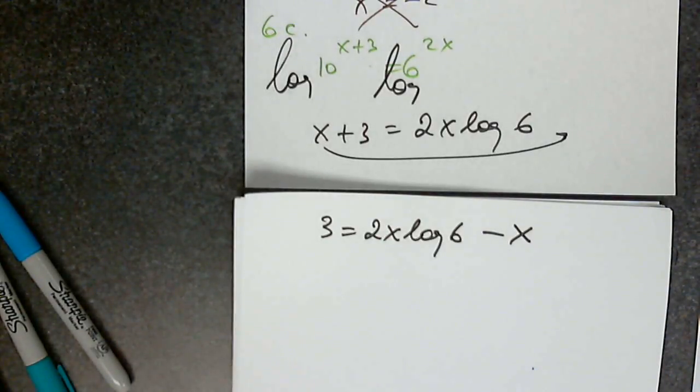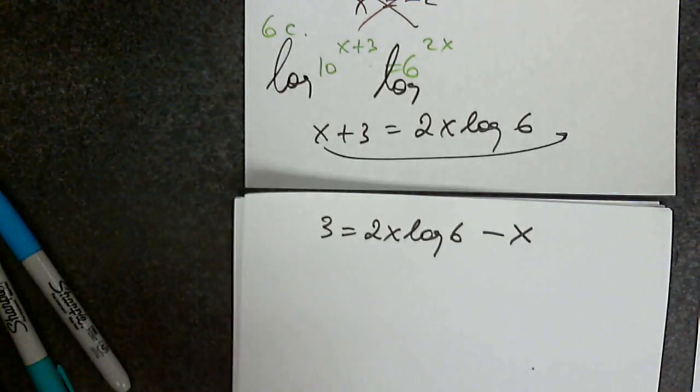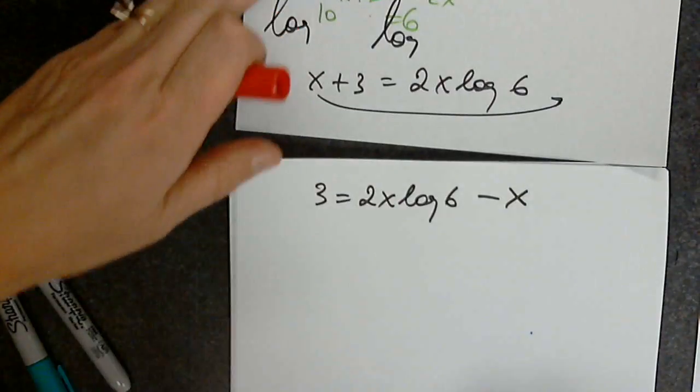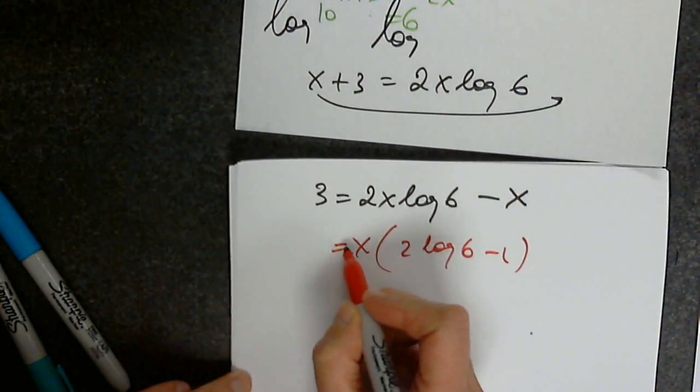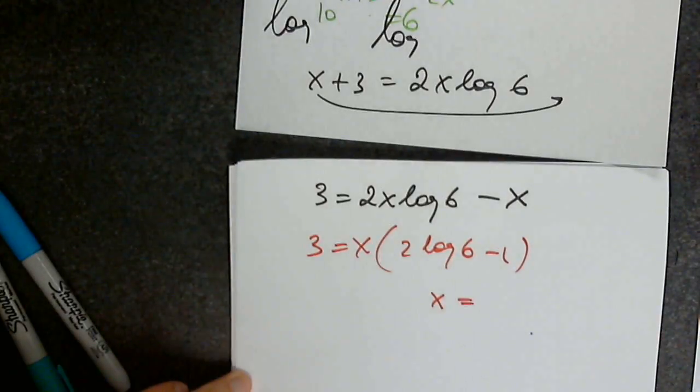And we know two key words in math and algebra and calculus, and they are "or" and "factor." In this case, which one works? Factor. I have to factor. What am I factoring out? So 2 log 6 minus 1 equals 3, and I'm done.